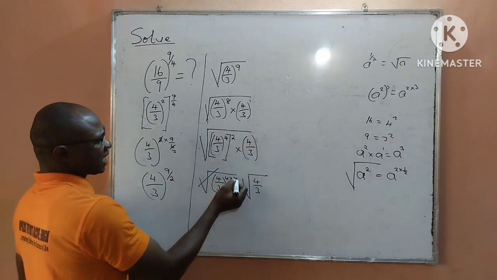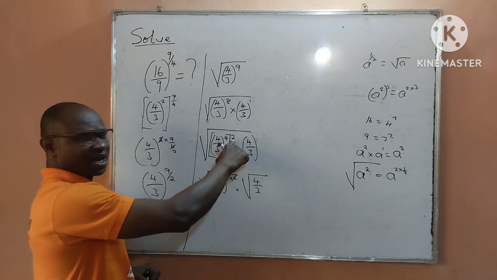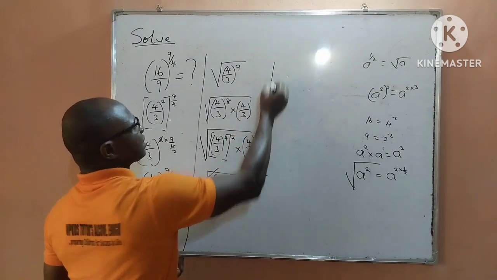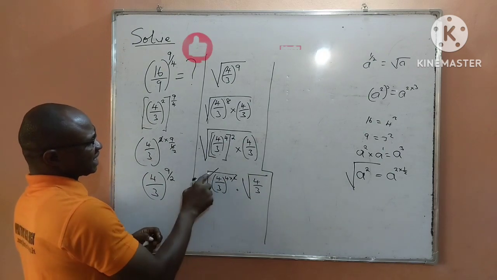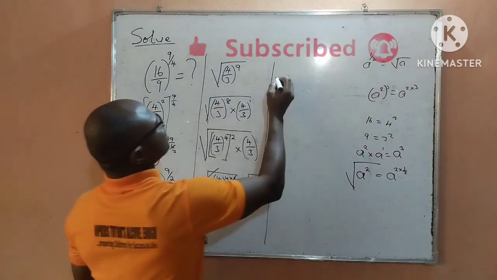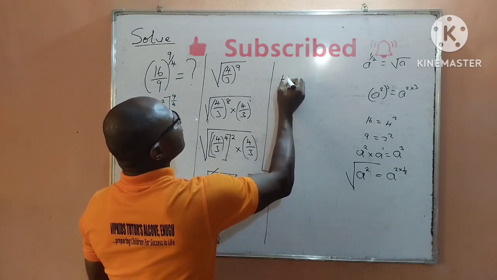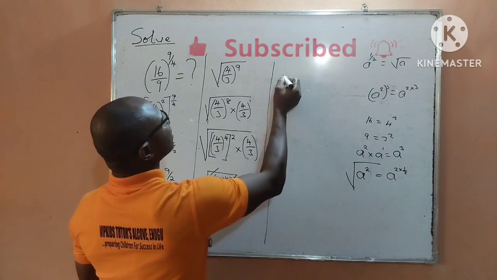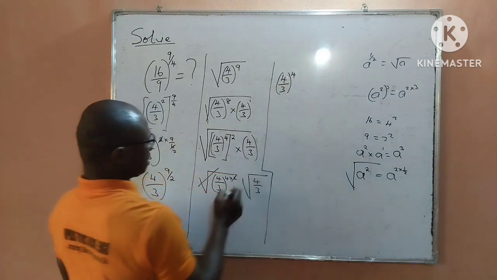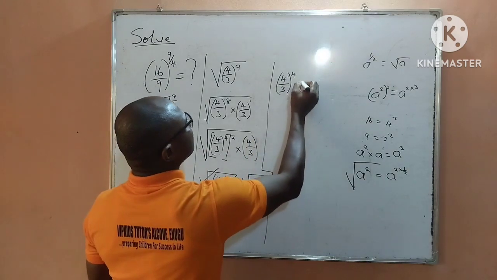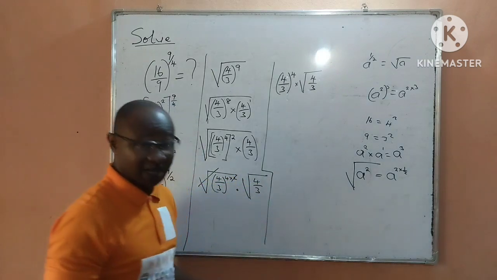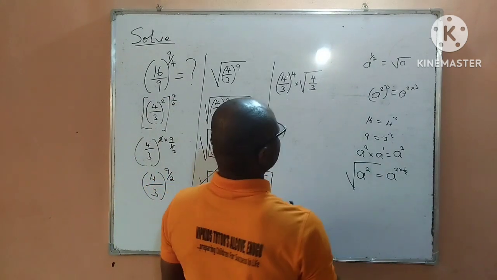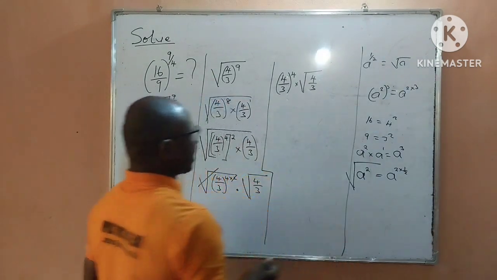Now, this square root can cancel with these two outside here. These two have cancelled with the square root, so what I have left is now the value 4 all over 3 raised to power 4, then multiplied by the square root of 4 all over 3. Just look at it very well. You will see and agree that it is correct.